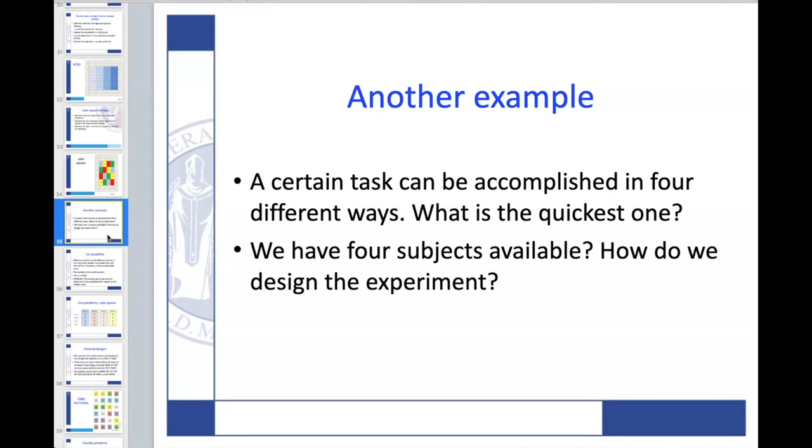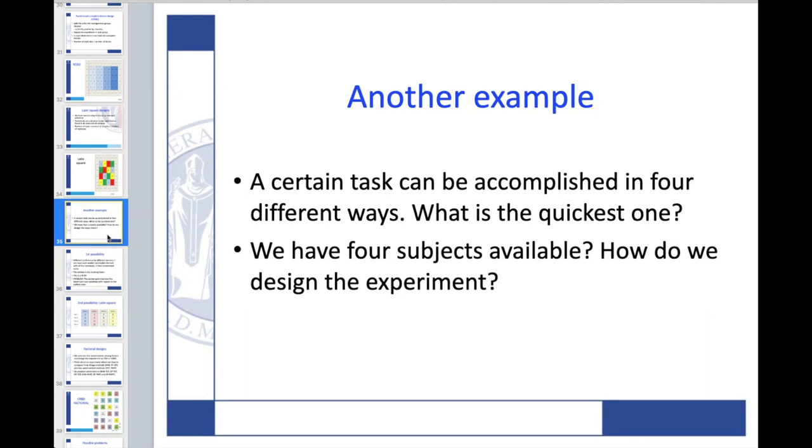Now, in order to do this experiment, we have 4 different ways. If we want to have different subjects, if we want to have 4 replicates, we have 4 treatments, 4 replicates, so we would need 16 subjects. We might not have 16 subjects available.